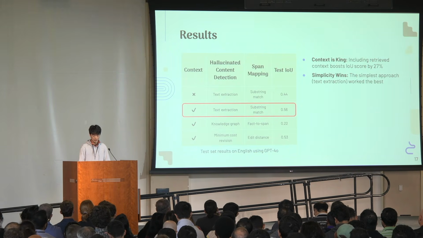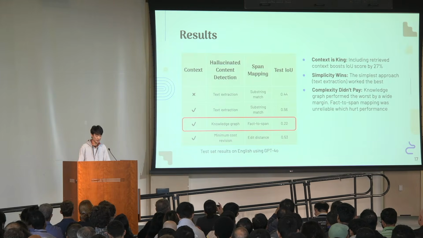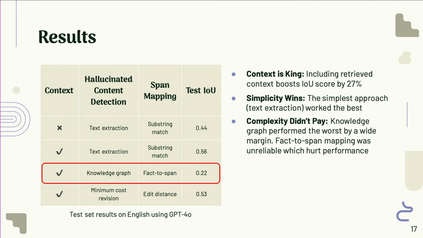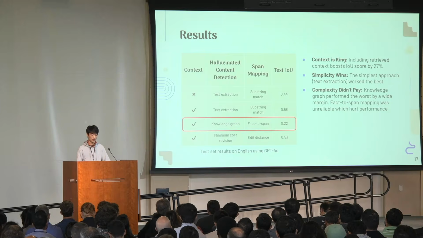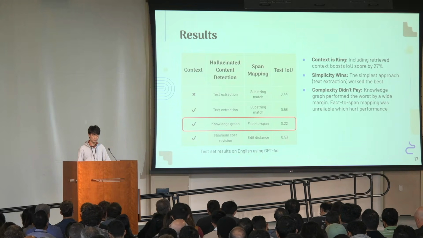And thirdly, complexity didn't really pay off. The knowledge graph verification method performed the worst by a wide margin, with its IOU score dropping to about half of the other two methods. While it could identify false facts with the knowledge graph, it was extremely unreliable at mapping those errors back to the correct text spans in the original answer, which severely hurts its performance.